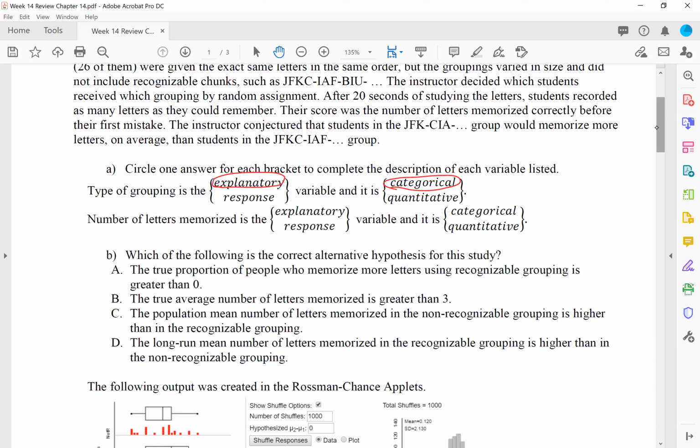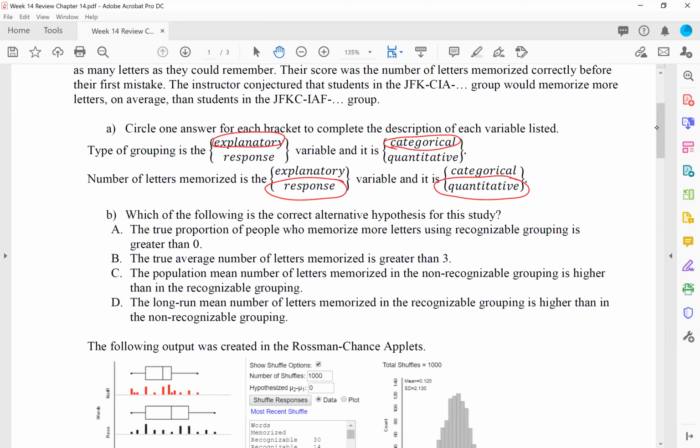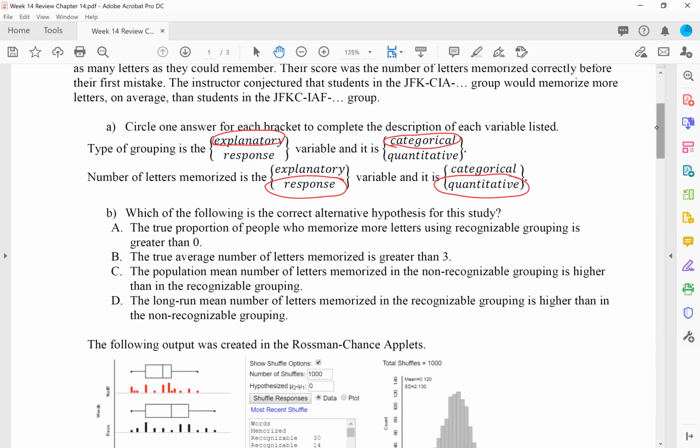So then we're going to measure the number of letters memorized. So that's going to have to be our response variable. Is that categorical or quantitative? Quantitative. Okay, so we're going to look at the difference in mean number of letters memorized for the recognizable group and the unrecognizable group. So when we're thinking about our alternative hypothesis, this means that the true mean number of letters memorized has some sort of relationship between the recognizable group, we'll say that's group 1, and our group 2.